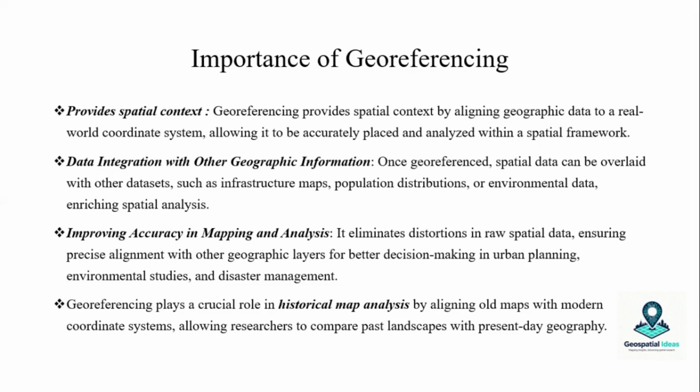So let's assume that you already know that there are certain existing features in a particular place. So when you are mapping that particular area, it helps you to avoid maybe distortions in the raw spatial data that you already have. So enabling you to have precise alignment with your geographic layers. So it helps you to map very well and easily.